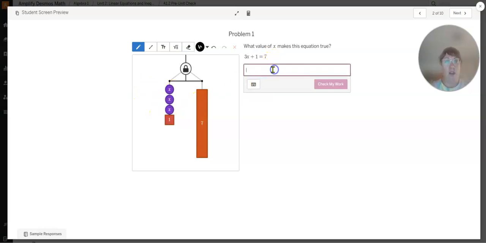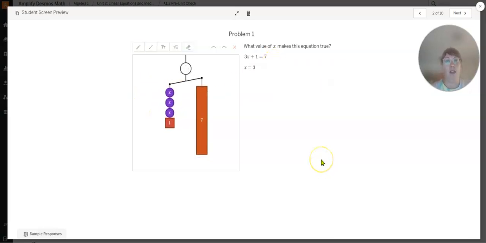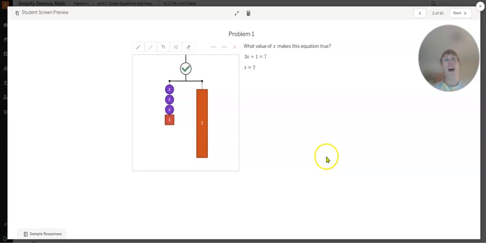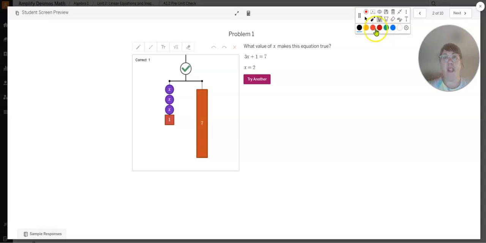So we could try 3. Not balanced. Definitely needs a little less. How about 2? When x is 2, it's balanced. And that makes sense because, let me get my little pen, if this is 2, 2, 2, all of that adds together to be 7. 2 plus 2 is 4, plus another 2 is 6, plus another 1 is 7.